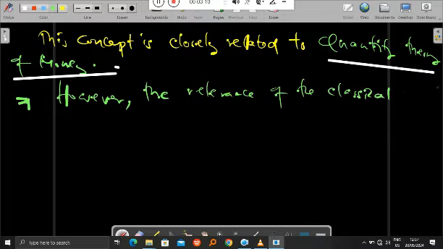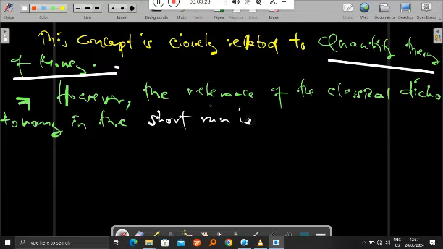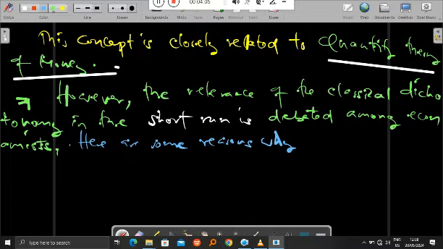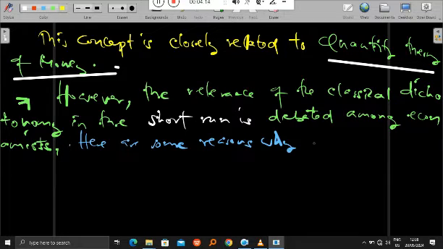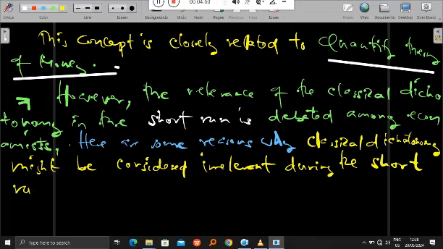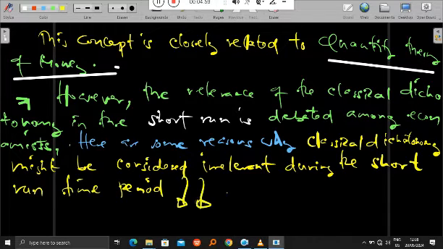However, the relevance of the classical dichotomy in the short run is debated among economists, and here are some of the reasons why the classical dichotomy may not be considered relevant during the short-run time period.